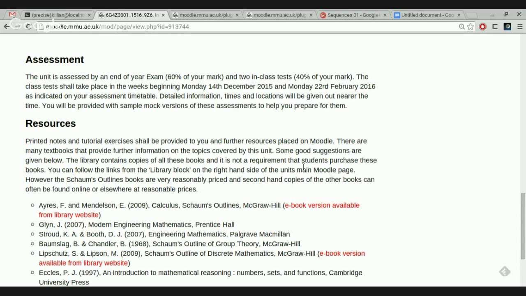I won't say much more about the in-class tests at the moment. They carry 40% of the mark for the unit, but we'll give you plenty of information about them as we get nearer. Plenty of support and practice papers and so on.